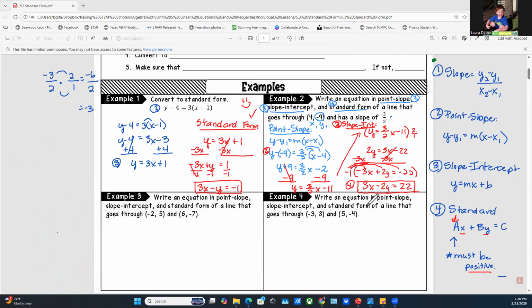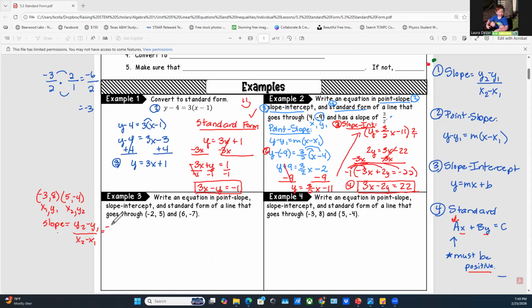It did not give us a slope. That means that we've got to start up here with slope. So this is my slope, y2 minus y1 divided by x2 minus x1. And so we have negative 3. So this is x1, y1, x2, y2. Let's go ahead and put this in.